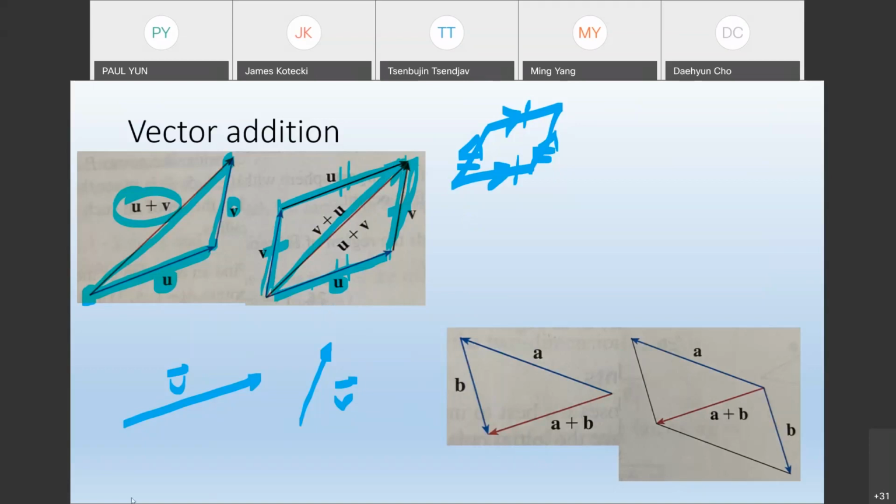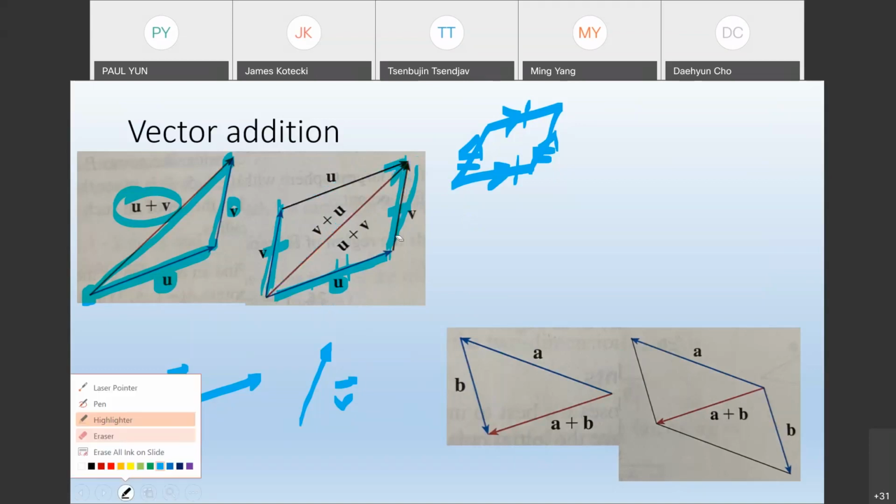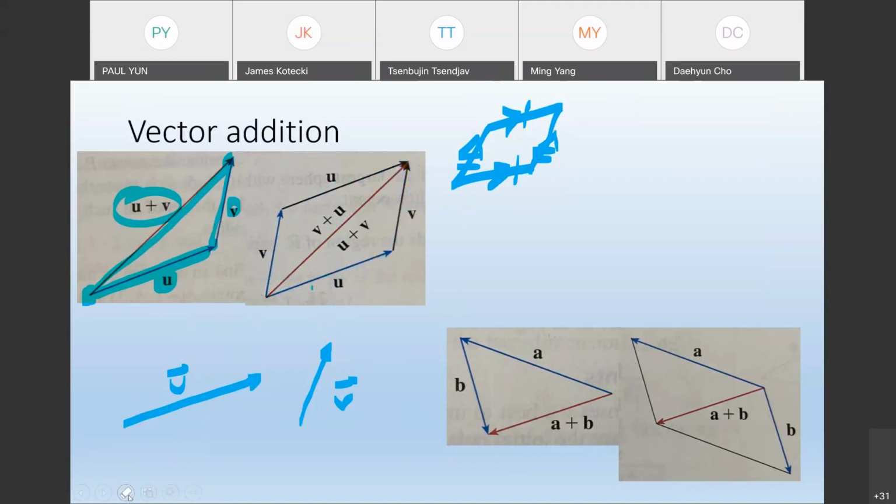So one thing we also notice is, what do you notice here? Basic stuff. Let's call this u plus v. How about v plus u? Yeah, it is the same.